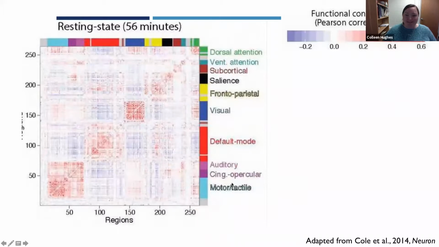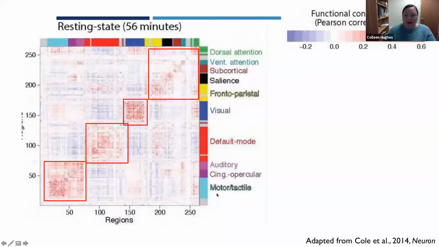To show you it's not just our data that we find this in, I'm showing you 56 minutes of rest from Michael Cole's 2014 paper. He used a different parcellation, so he has 264 regions and more networks that he's looking at, but essentially you see a similar pattern: along the diagonal, high positive correlations within network, and weak or negative correlations between networks at rest.